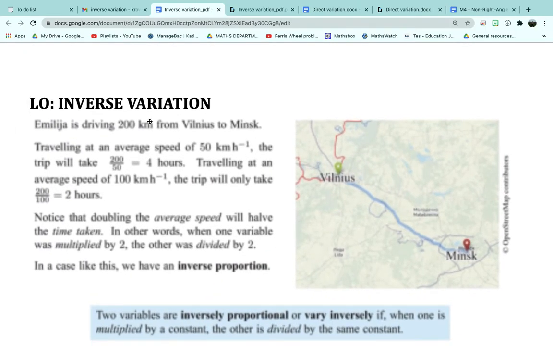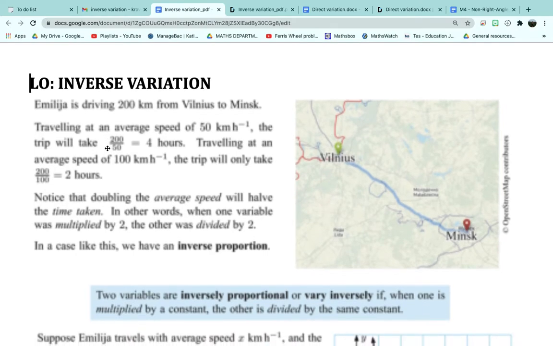Let's say someone is driving 200 kilometres from this location to Minsk, and they're travelling at an average speed of 50 kilometres per hour. So using the equation speed equals distance divided by time, we clearly know that the time is going to take 4 hours using the 200 and the 50. However, if they're travelling at 100 kilometres an hour, it's only going to take 2 hours. So doubling the average speed will halve the time taken. So this is an example of an inverse proportion.